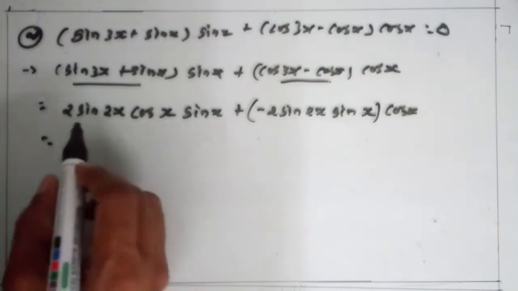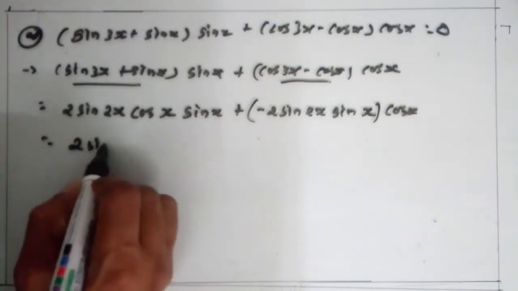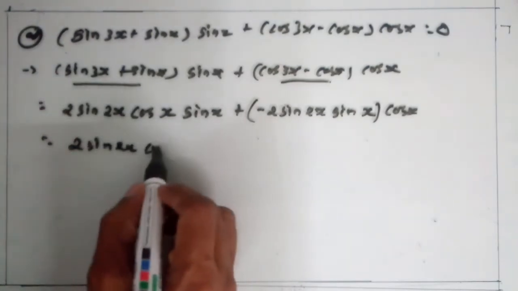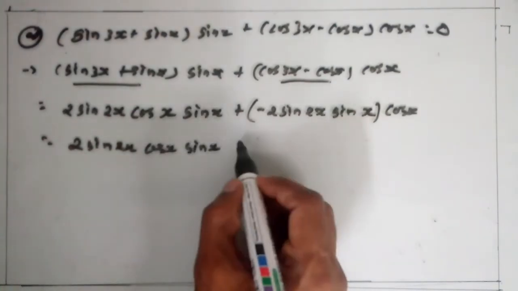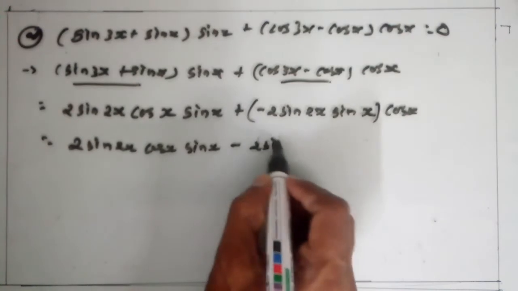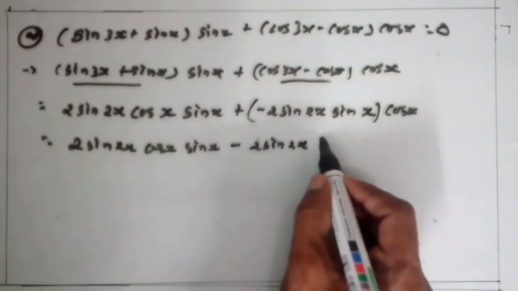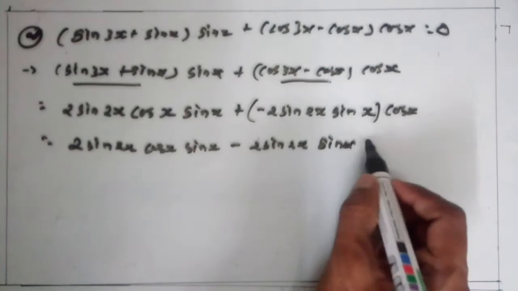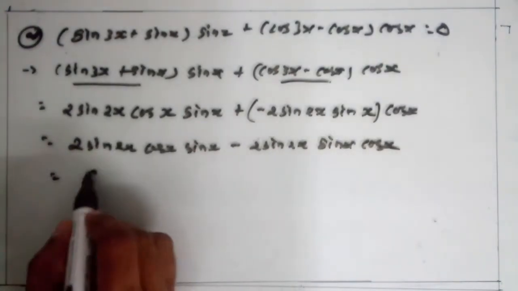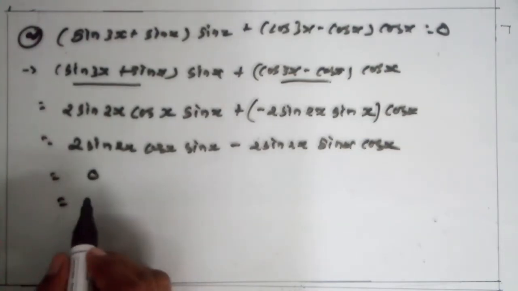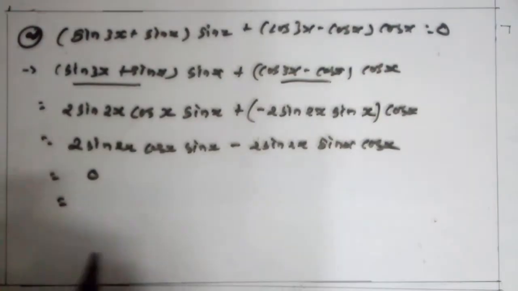Now simplify this: 2 sin 2x cos x sin x minus 2 sin 2x sin x cos x. And what do you say about these terms? It is equal to 0. So it is equal to the right hand side. Clear this?